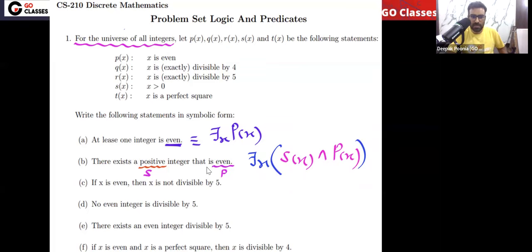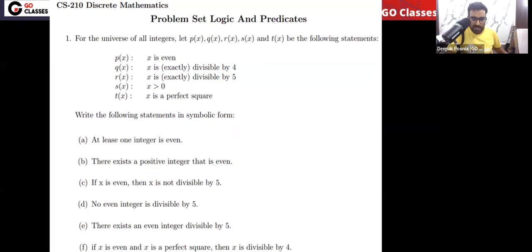Okay, very simple. Let's see the next. Let's see the C. What about C? If x is even, then x is not divisible by 5. Tell me one thing. This type of statement, when we speak, are we talking about a particular x, or are we talking about all x, or are we talking about some x? Read this statement and tell me.